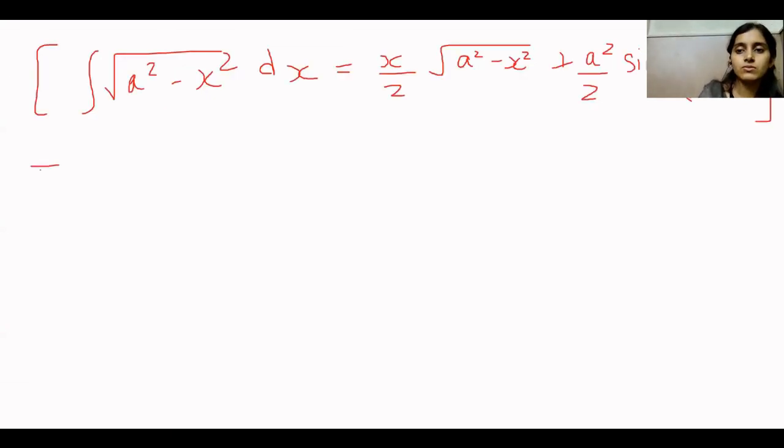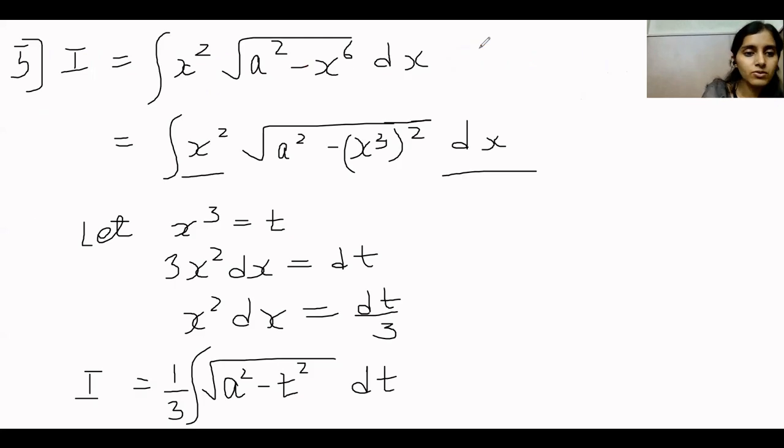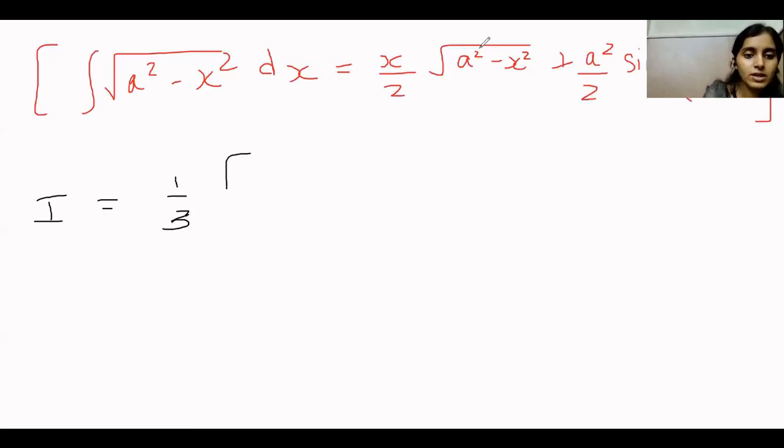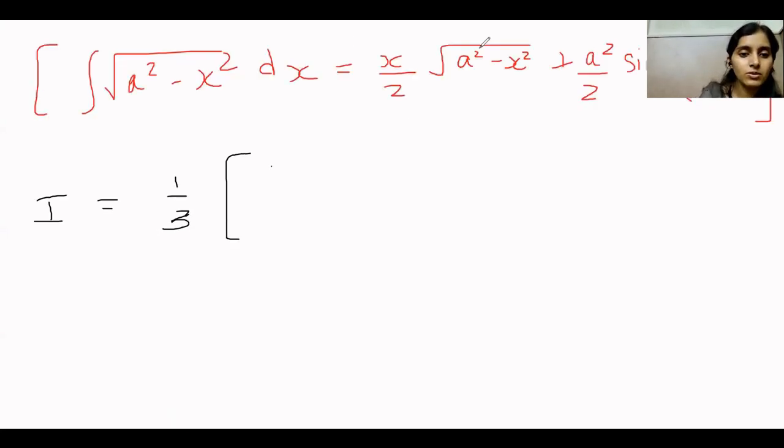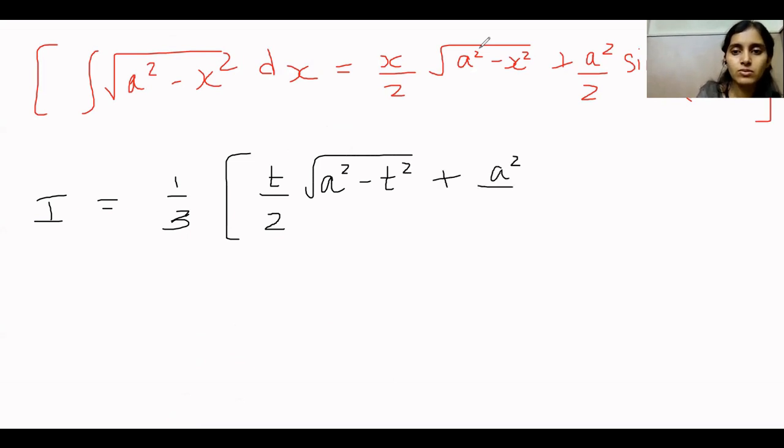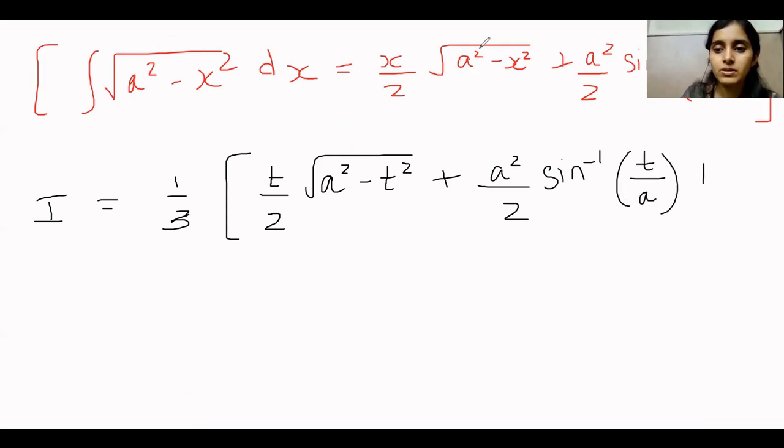So I will be equal to, what's the term outside? 1 upon 3, we'll keep it outside, bracket, integral root of a square minus t square dt will be equal to x upon 2, that is t upon 2, root of a square minus t square, plus a square upon 2. We have a only, right? Yes, we have a only. So a square upon 2 sine inverse x is t, so t upon a plus c.